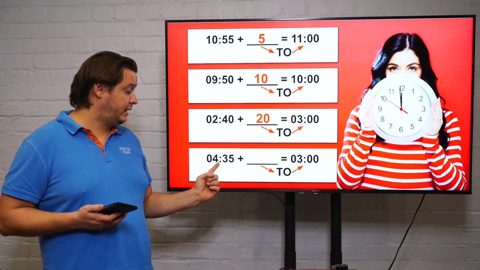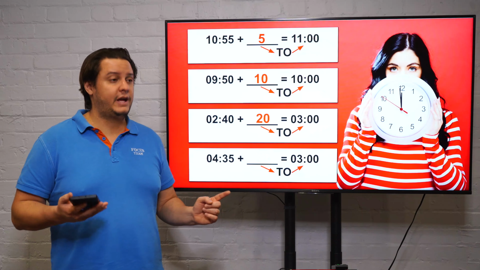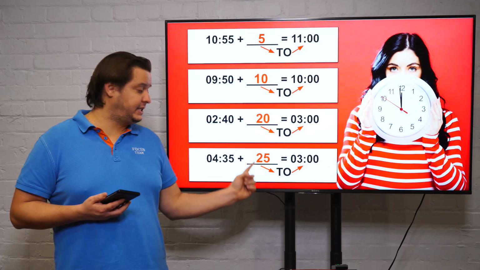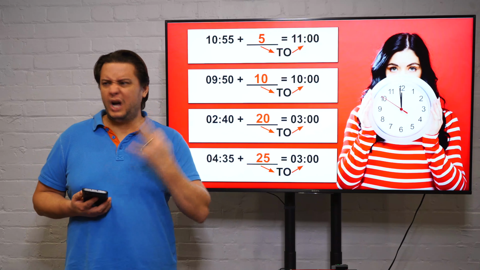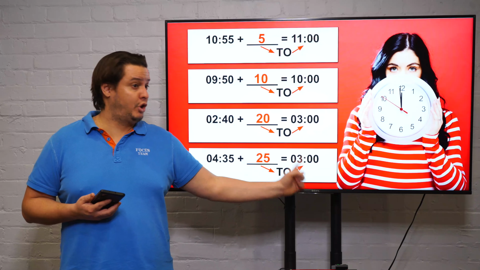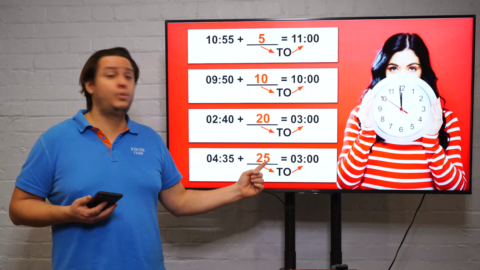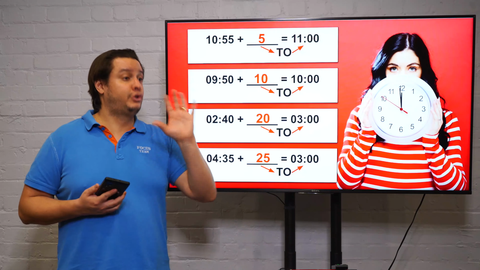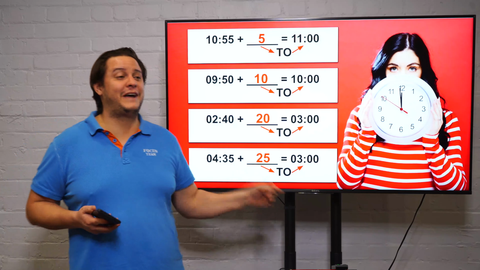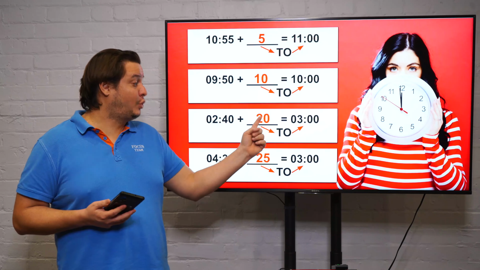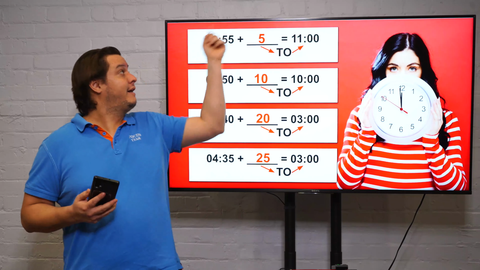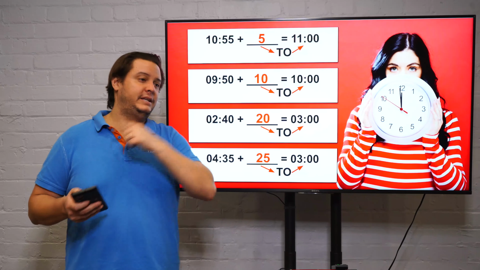So, look at here. 4:35. Everybody, 4:35 plus 25. 3 o'clock? No. What time is it? 5. So these guys, not correct. So we say 25 to 5. Very good. So right, 25 to 5. 20 to 3. 10 to 10. 5 to 11. Yes, very good.